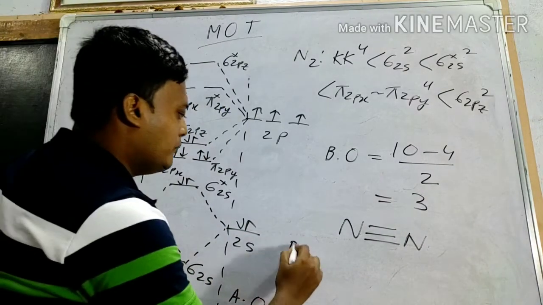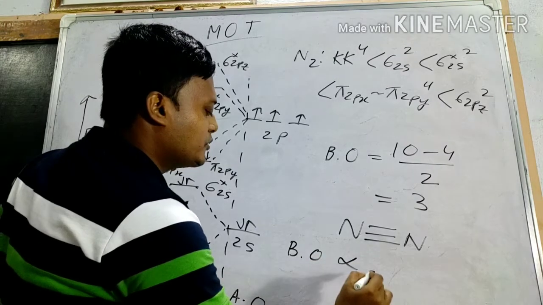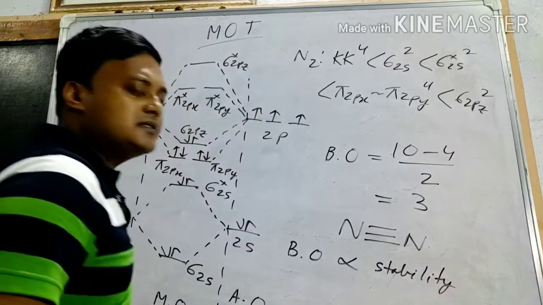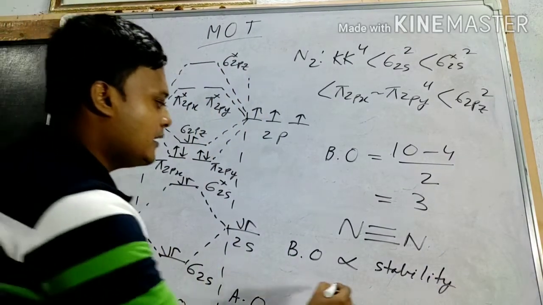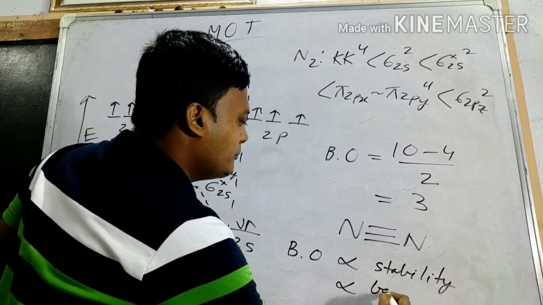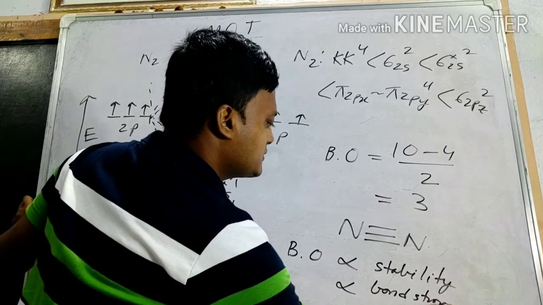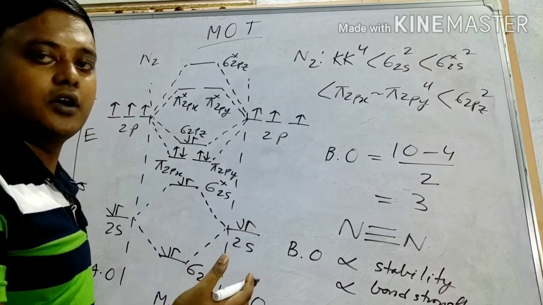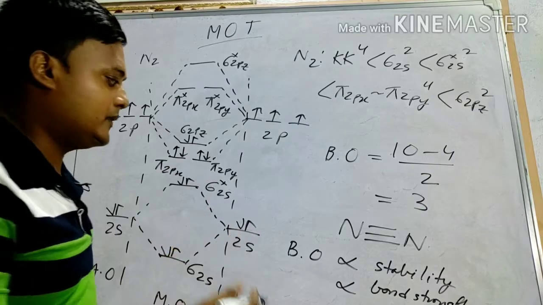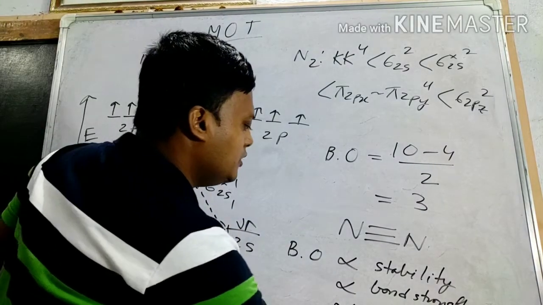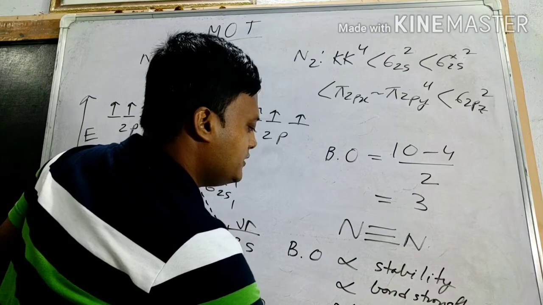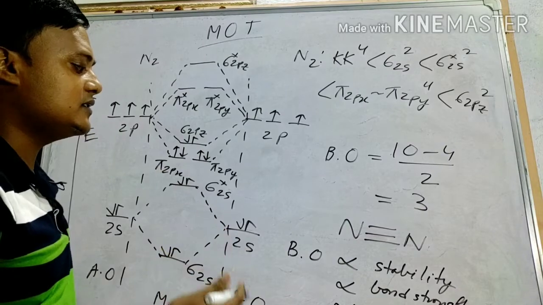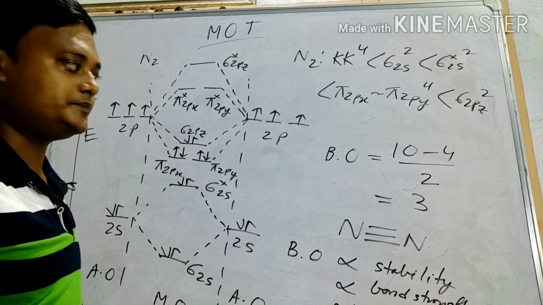Now bond order is directly proportional to stability. Higher bond order means higher stability. It is also directly proportional to bond strength. Higher bond order means stronger bond. Bond strength is also higher. But it is inversely proportional to bond length. That means as bond order increases, bond length decreases.